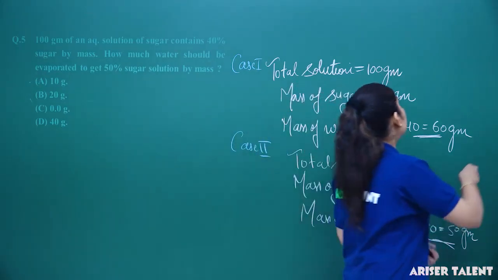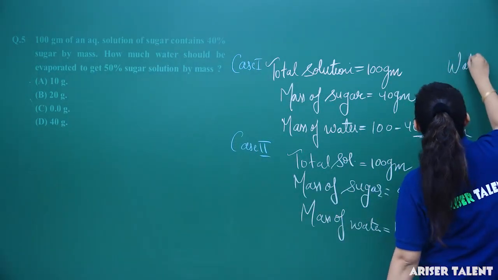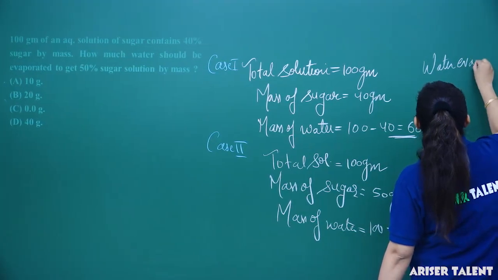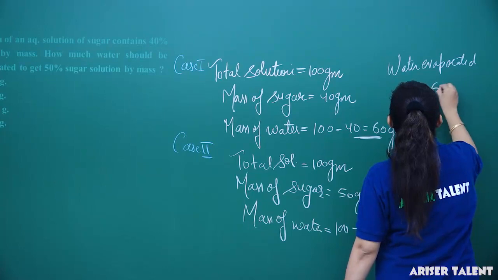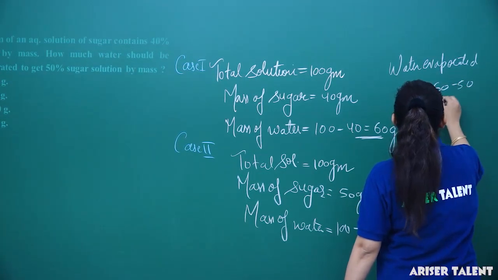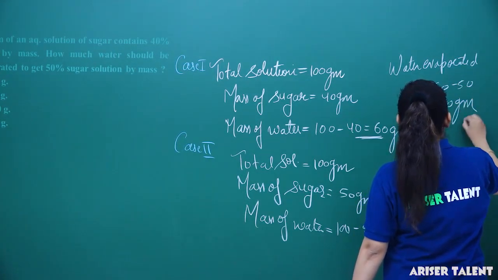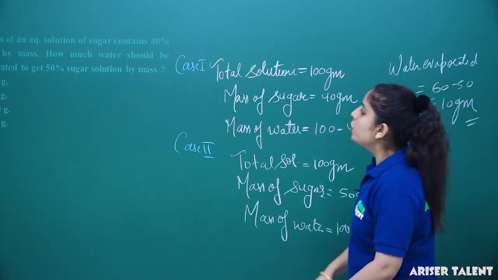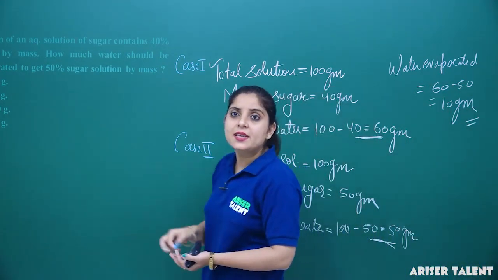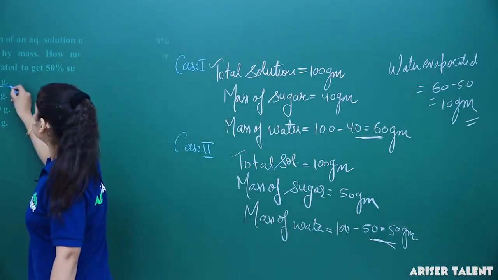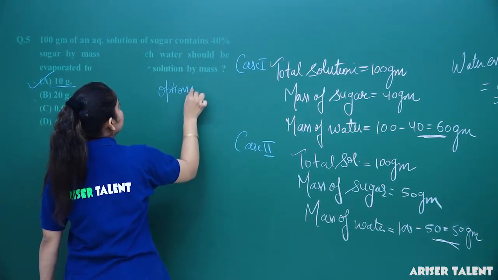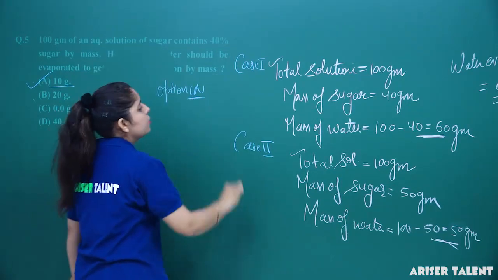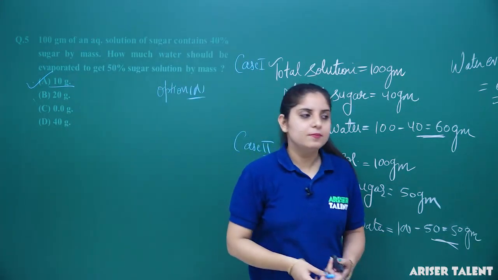So water evaporated will be 60 minus 50, and it is equal to 10 gram. So you can see that our option number A is correct here, and it is 10 gram. So which option is correct? Option number A will be the correct answer for this situation. So just copy this part from here.